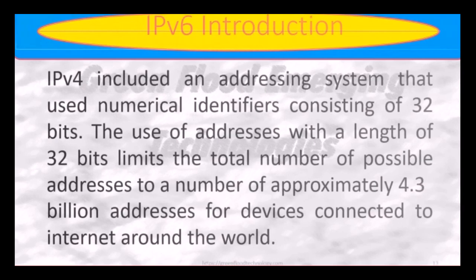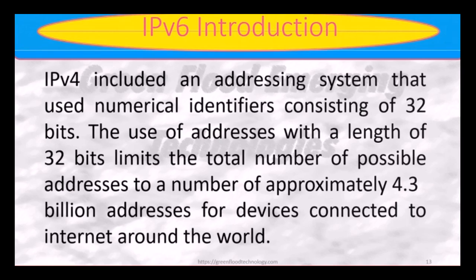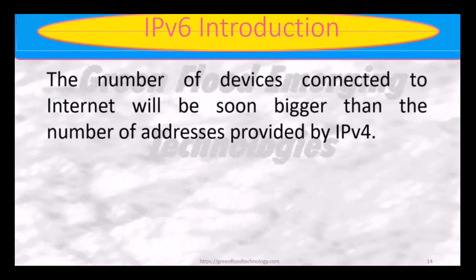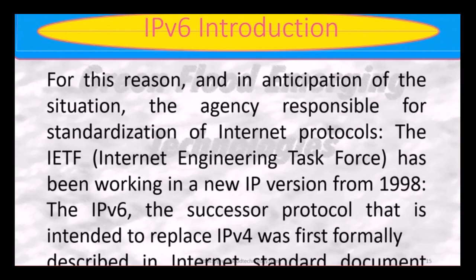IP version 4 includes an addressing system that uses numerical identifiers consisting of 32 bits. The use of addresses with a length of 32 bits limits the total number of possible addresses to approximately 4.3 billion addresses for devices connected to the internet around the world. The number of devices connected to the internet will soon be bigger than the number of addresses provided by Internet Protocol version 4.